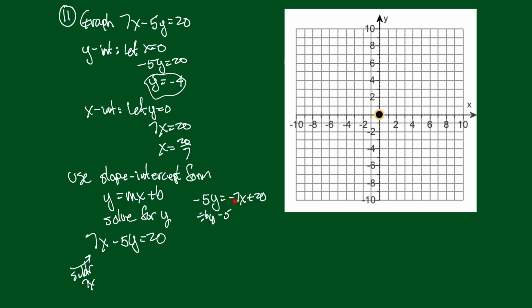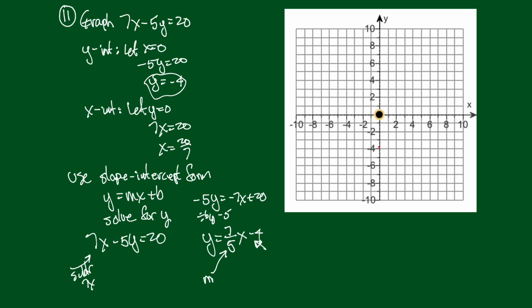I will get negative 7 divided by negative 5. Now, negative 7 divided by negative 5 is positive 7 over 5, it doesn't reduce, x. And then 20 divided by negative 5 is negative 4. Okay, now in this form here, here's the slope. Here's the intercept, right? So it crosses at negative 4. We already knew that.